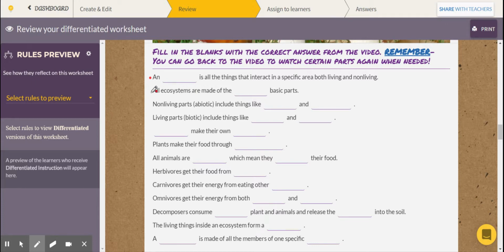Your second question is, all ecosystems are made of the blank basic parts. Again, as you're listening, listen to when they talk about this, then you'll be able to come back.